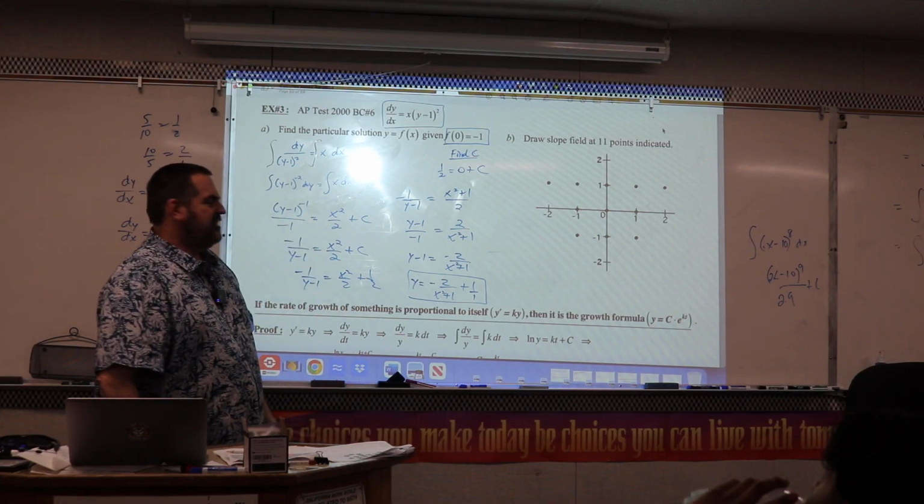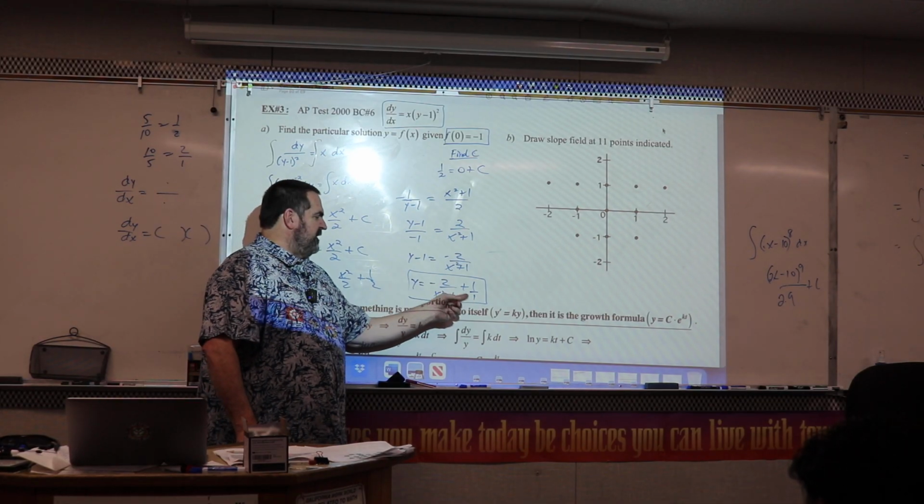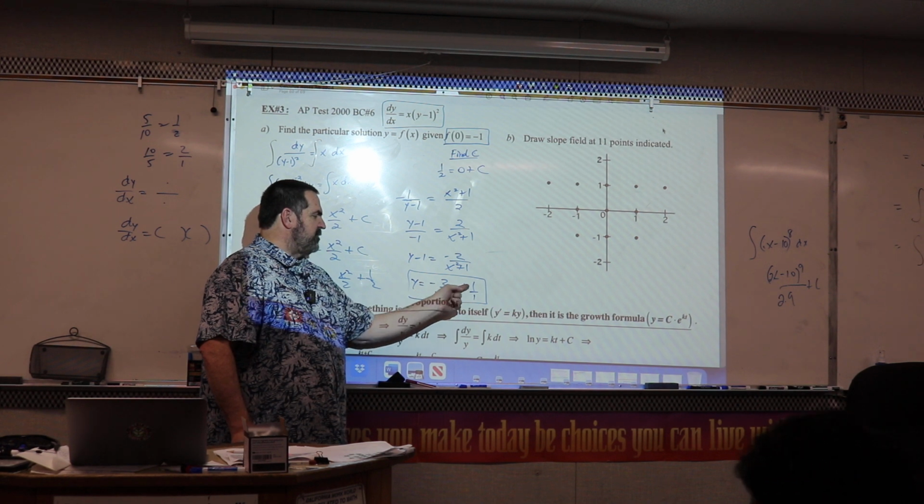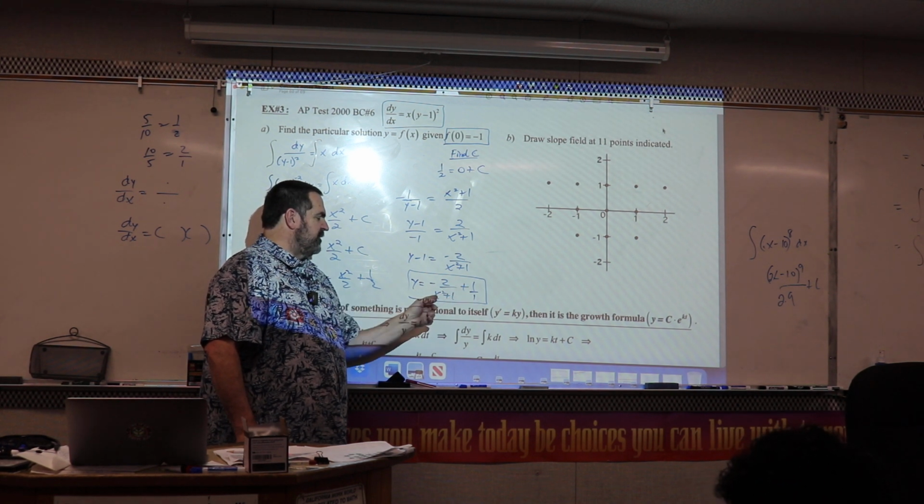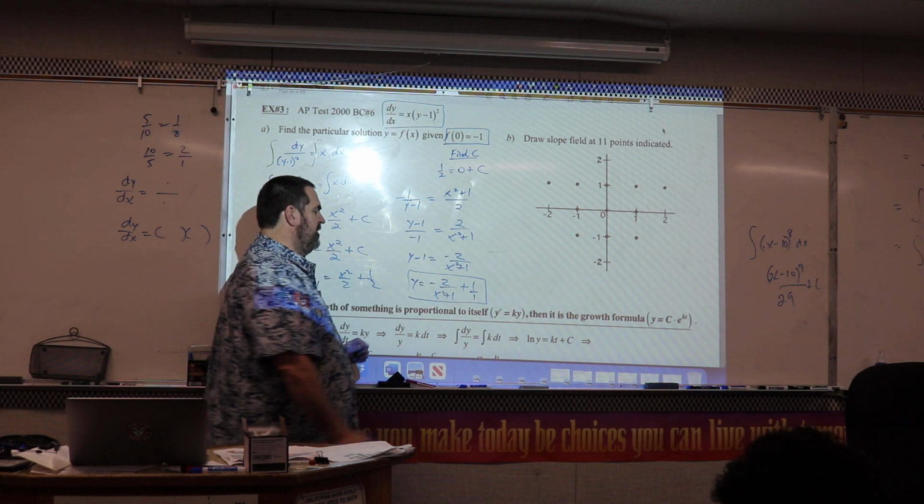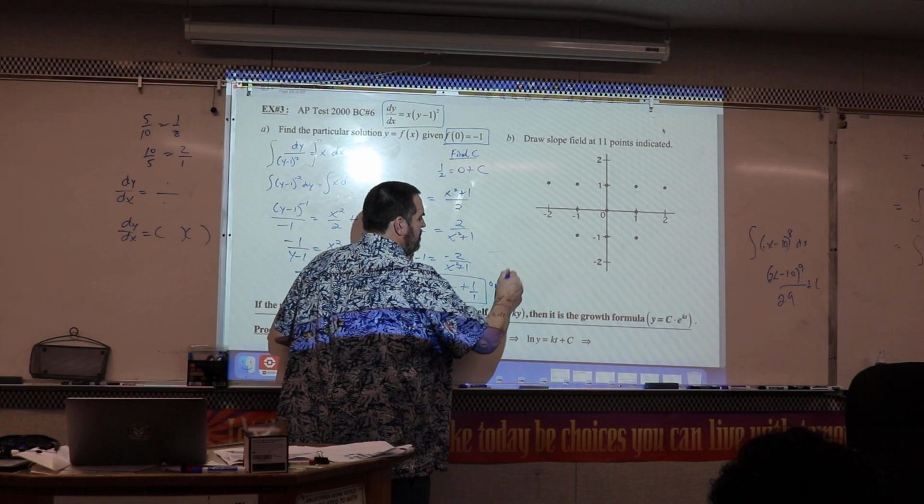Bow tie, yeah. So if I did bow tie, this would be like negative 2 plus x squared plus 1 over x squared plus 1. So it'd be actually x squared minus 1. So let's write a little "or."